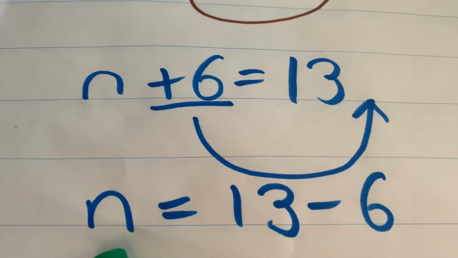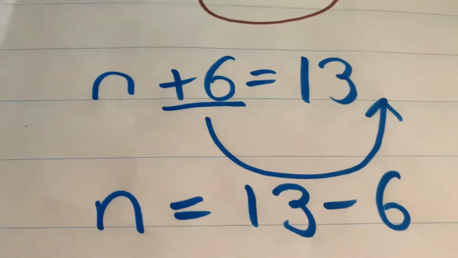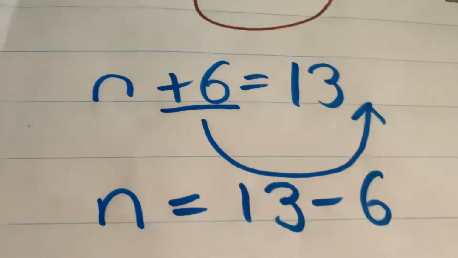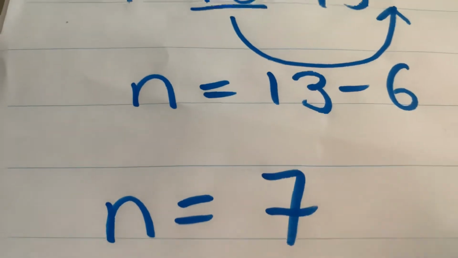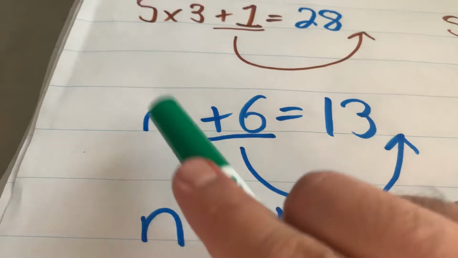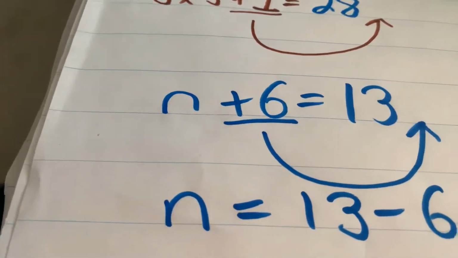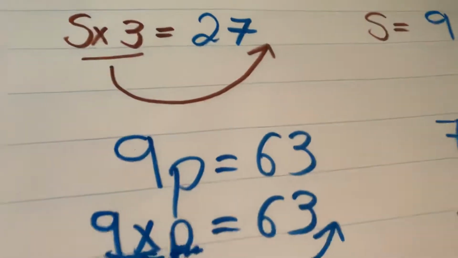So my n is by itself. Now n equals 13 minus 6. Well, 13 minus 6 is grade 1 math because I know that n equals 7. Which means if I take this 7 and I put it up over here, I would just have 7 plus 6 is 13, which we know to be true. All right? Let's look at another one.